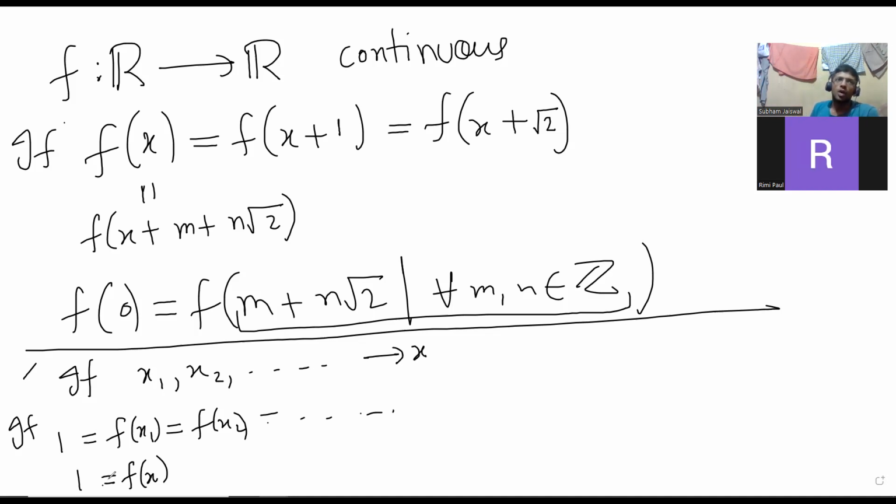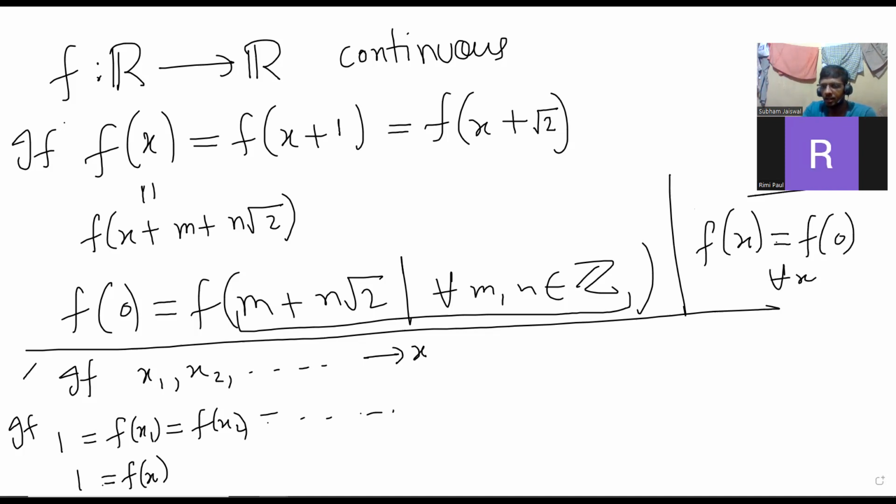Now if you want to show that f is constant, the goal is to show that f(x) is equal to f(0) for all x. We want to show that f is a constant function.